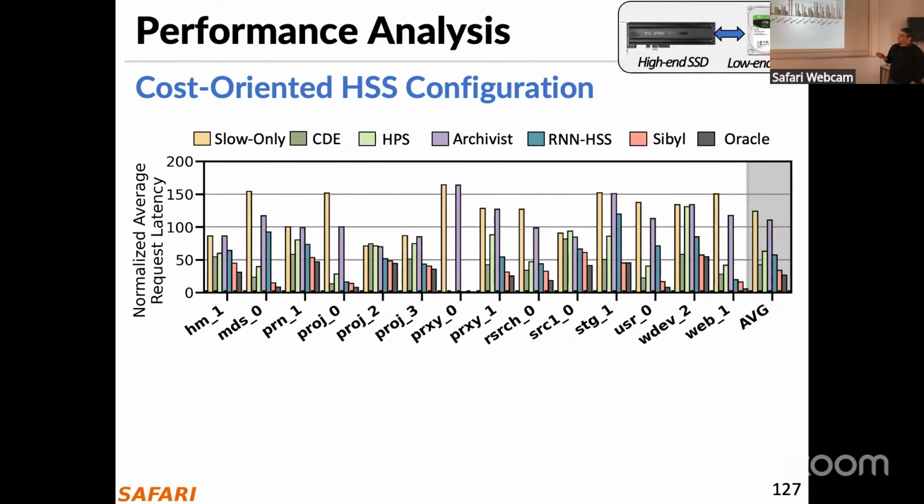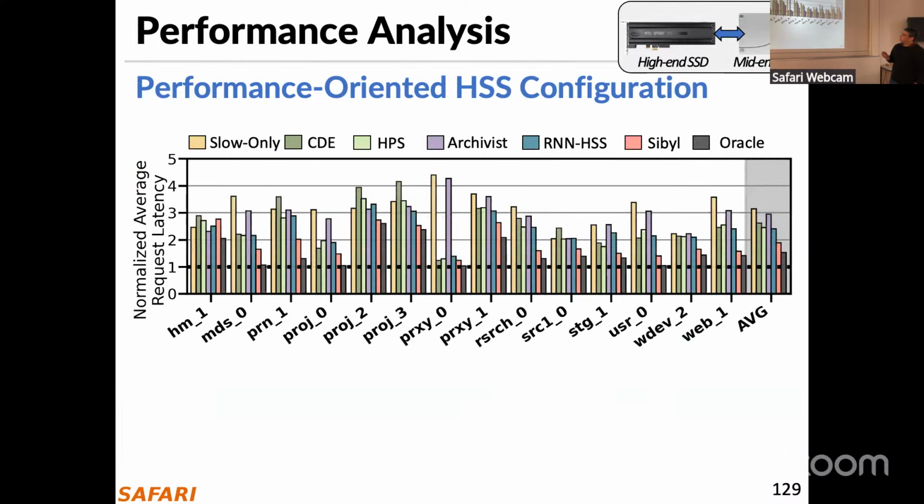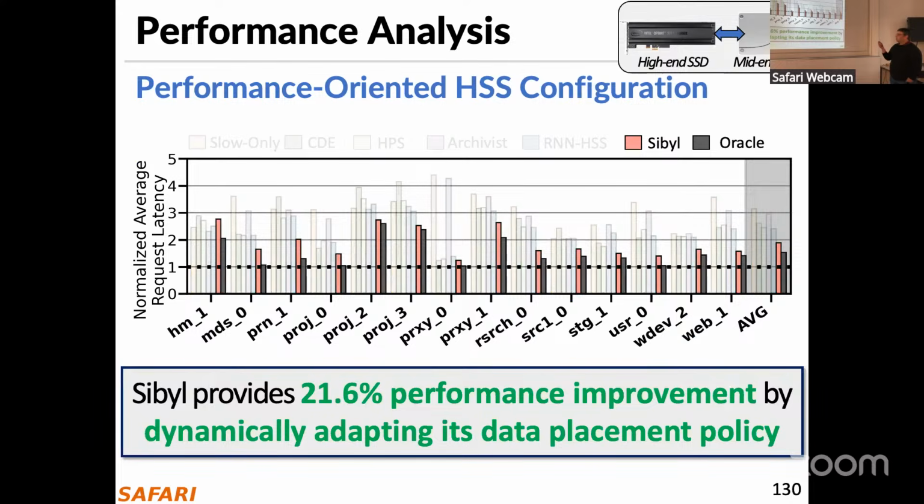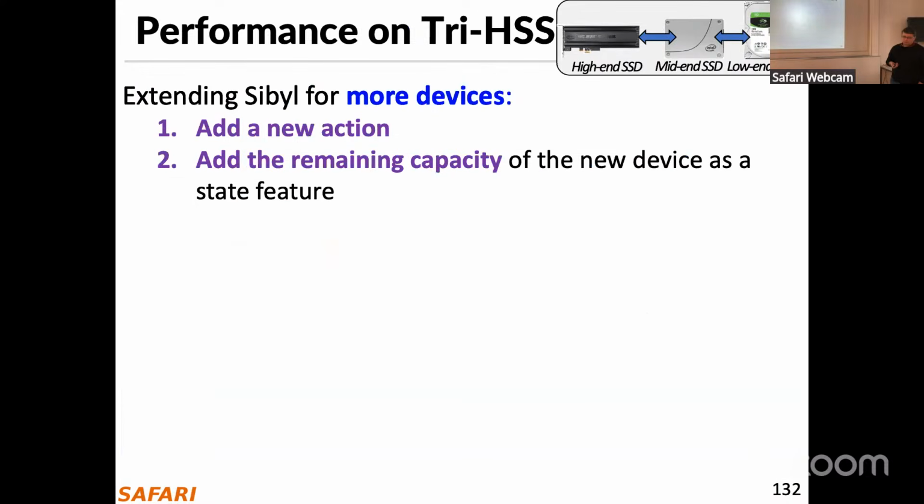So if you look at the cost-oriented configuration, what is the performance here? Again, we show the normalized average request latency on the y-axis. What are we normalizing it to? We look at a very ideal configuration, which is the fast-only configuration where we store all data in the fast device. That is the normalizing factor here. You can see that Sybil, in the red bar, is outperforming all the other baselines in most cases. If you look at the performance-oriented configuration, we see that again it outperforms all the other baselines, and also provides a 21.6% improvement in performance by dynamically adapting its policy. And it achieves 80% of the performance of an Oracle. So that's about the performance.